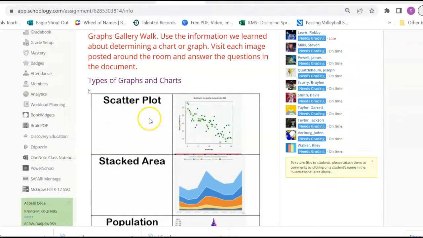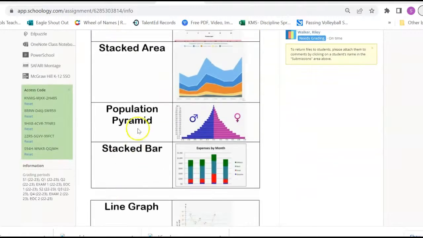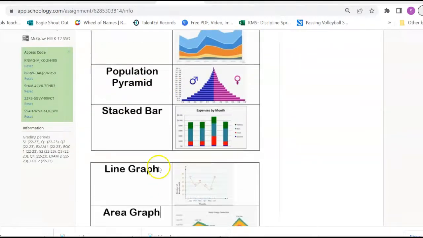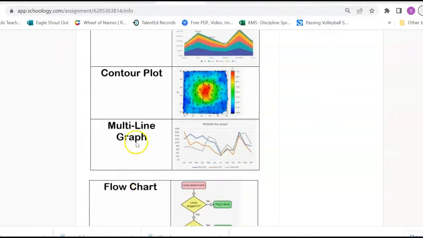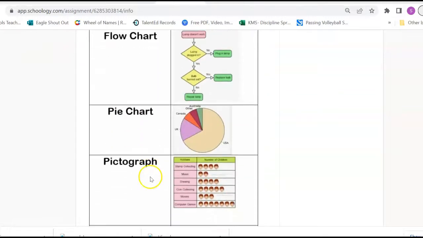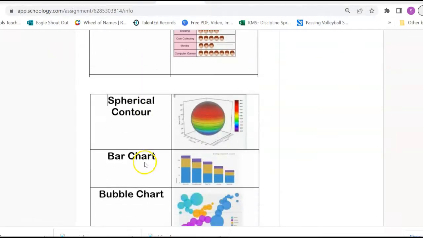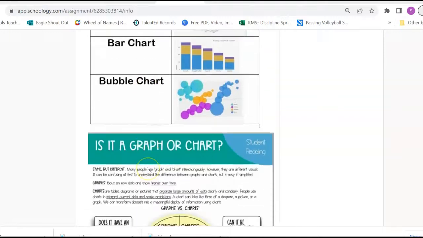So here you can see a list of types of graphs and charts and an example picture. So use that to help you answer the questions. So you can see the whole list: line graph, a picture, area graph, a contour plot, a multi-line graph, a flow chart, a pie chart, pictograph, a spherical contour, a bar chart, and a bubble chart.